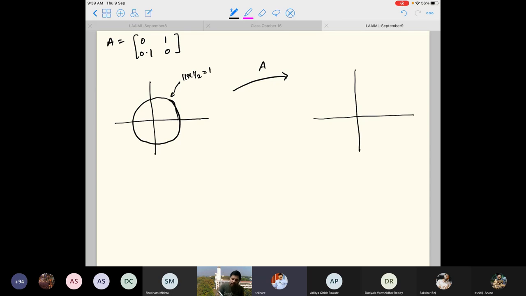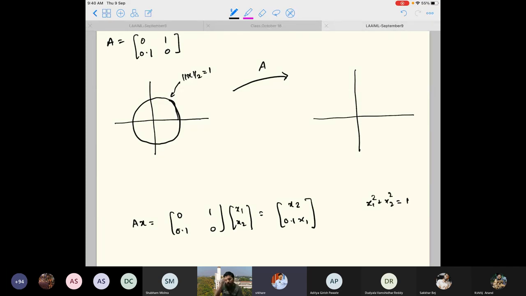So what is the action? Action is Ax, which is equal to the matrix [0, 1; 0.1, 0] times (x1, x2), equal to what? You will get x2 and 0.1 x1, right? And you know that x1 square plus x2 square is equal to 1. So what is the ellipse that you will get?